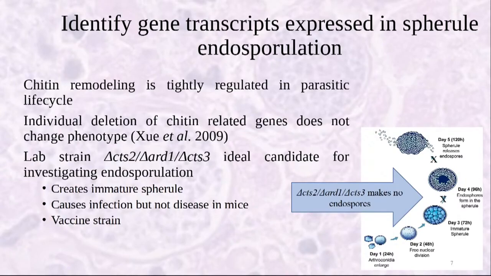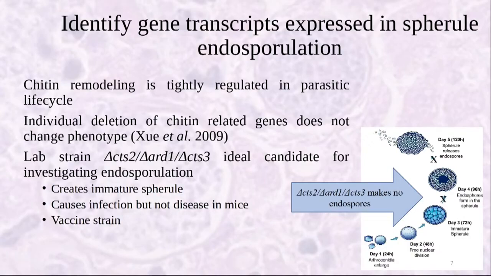So we know that chitin remodeling is a tightly regulated process in the parasitic life cycle. Individual deletion of those chitin-related genes doesn't really change the phenotype. This is, again, published work from Gary Cole's lab, Zhu et al., 2009. They developed a lab strain that has the deletion of 2 of these chitin-related genes. And it's blocked in that intermediate stage of endospore development.